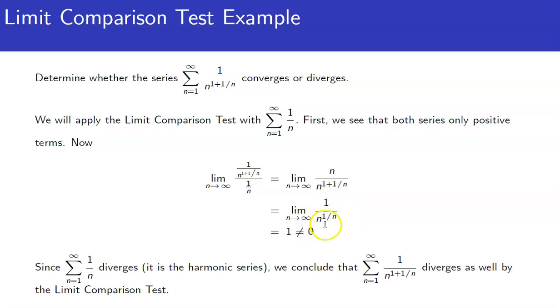This is a limit that we should recognize. If not, use L'Hopital's rule to figure that out. Go through and evaluate the limit. That limit turns out to be 1, which is not 0. Remember, we're using the limit comparison test. We want the limit to turn out to be not 0. Going back to the thing we're comparing to, that's the harmonic series, so it diverges. So the original series must also diverge by the limit comparison test.